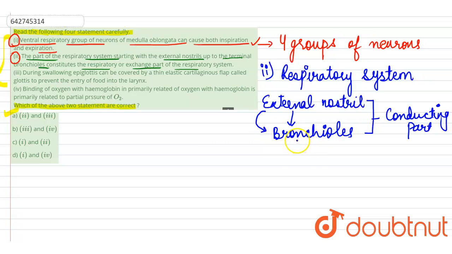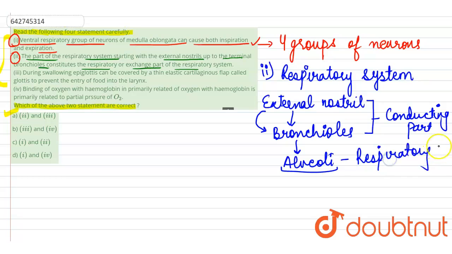Followed by bronchioles, a structure, the alveoli, are present. Alveoli are the main functional unit of lungs. So these are the respiratory or exchange part. The respiratory or exchange part is performed by alveoli. So external nostrils till bronchioles is the conducting part, not the exchange part. So this statement is incorrect.